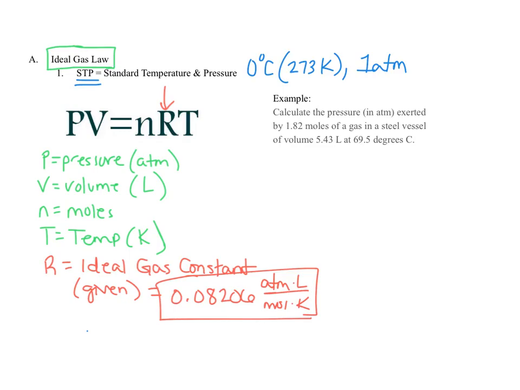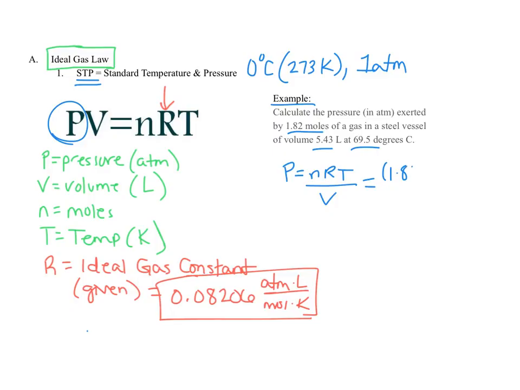The equation's really easy to use. Look at this example over here. It says calculate the pressure in atmospheres exerted by 1.82 moles of gas in a steel vessel. The volume is 5.43 liters, at 69.5 degrees Celsius. So I'm looking to solve for pressure in this problem. I want you guys to show your equations rearranged. So when I rearrange to solve for pressure, I have nRT over V, and then I can just go ahead and plug in my numbers from there.